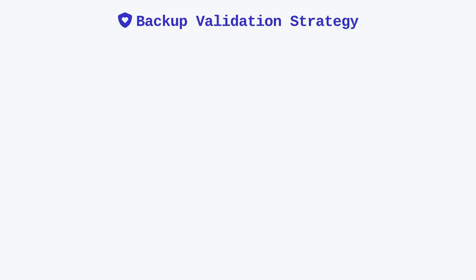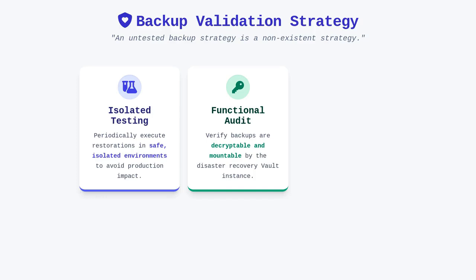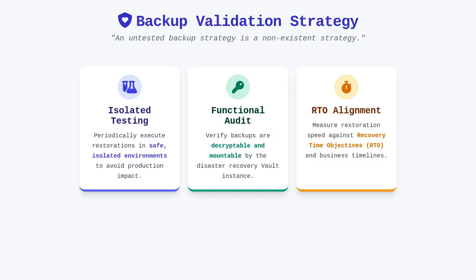A backup strategy that has never been tested is effectively a strategy that does not exist. We maintain business continuity by periodically executing test restorations in an isolated or alternative safe environment. This process validates that the backup files are not only present, but functionally decryptable and mountable by a disaster recovery instance of the vault. During these tests, we observe the time taken for the restoration process, ensuring it aligns with our defined recovery time objectives and business continuity timelines.